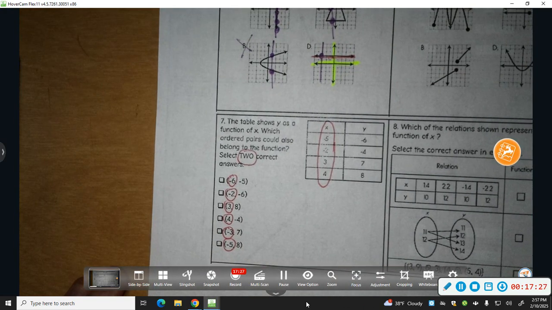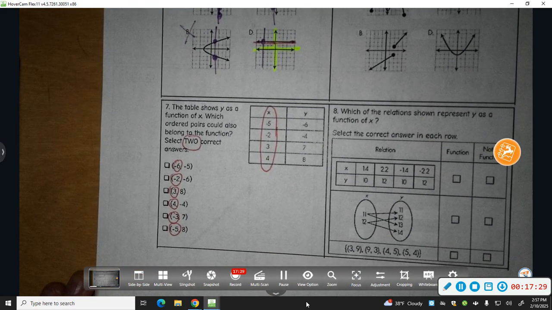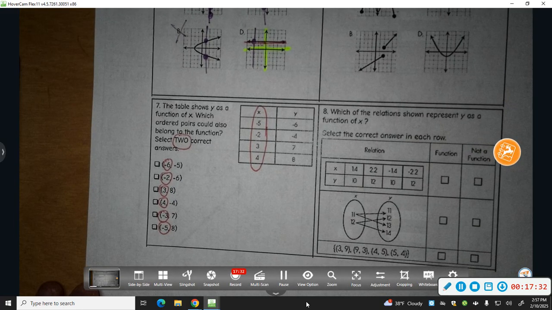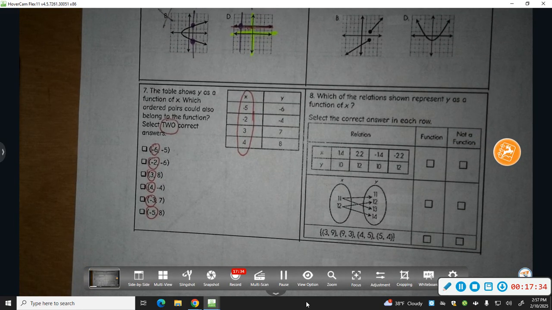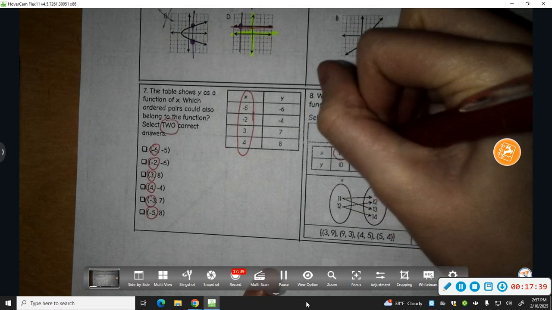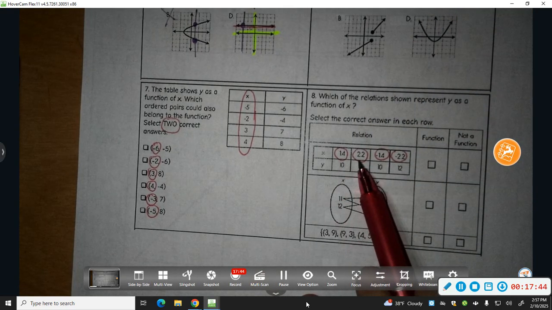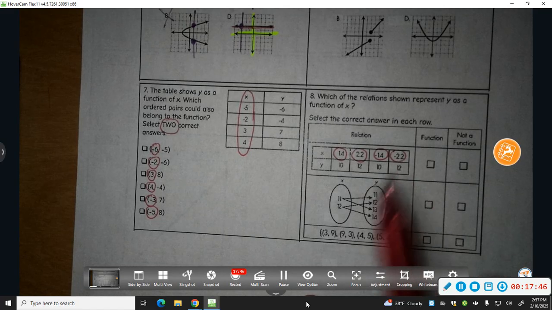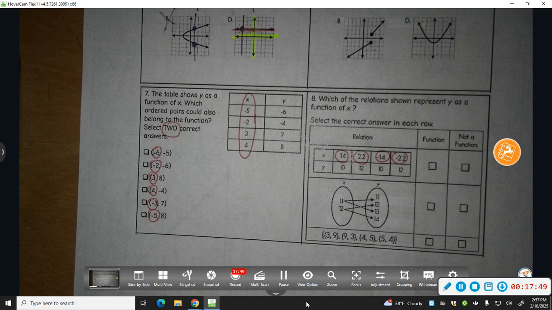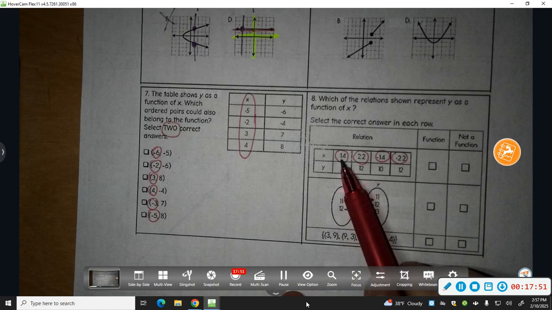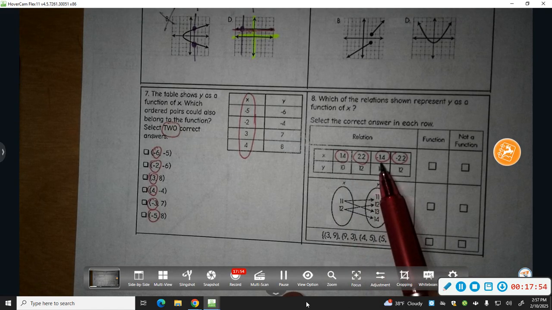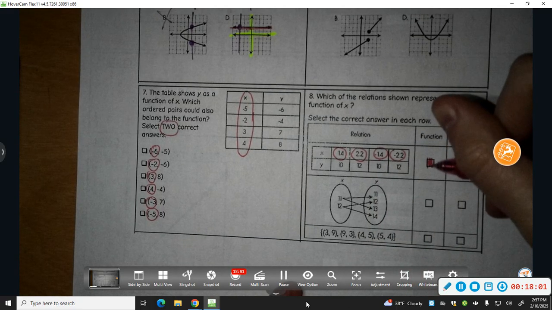Okay, we're going to look at number 8 together. So this one says, which of the relations shown represents y as a function of x? Select the correct answer. Okay, again, your x values cannot repeat. So if I'm looking at this table, I only want to look at my x values. I have 1.4, 2.2, negative 1.4, and negative 2.2. None of those repeated. Okay, a positive 1.4 is different than a negative 1.4. Because it's positive and negative, they are not the same number, so those numbers do not repeat. So this is a function since there are no repeats.